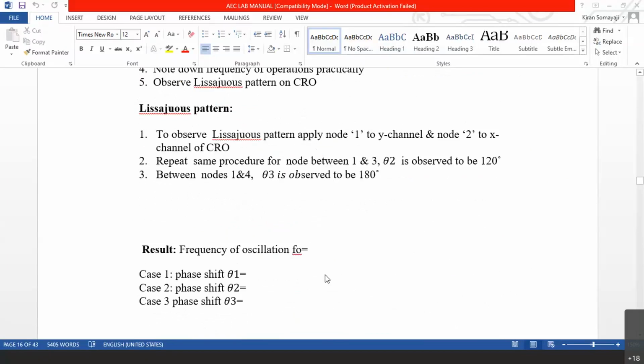Finally, you are going to tabulate the results as frequency of oscillation f0 is what value you got, then theta 1 what you got, theta 2 what you got, theta 3 has to be obviously 180 degree only, otherwise the oscillator will not work. With this, I am coming to the end of today's experiment. If any of you have any questions, you can ask me, or else we will conclude today's class.